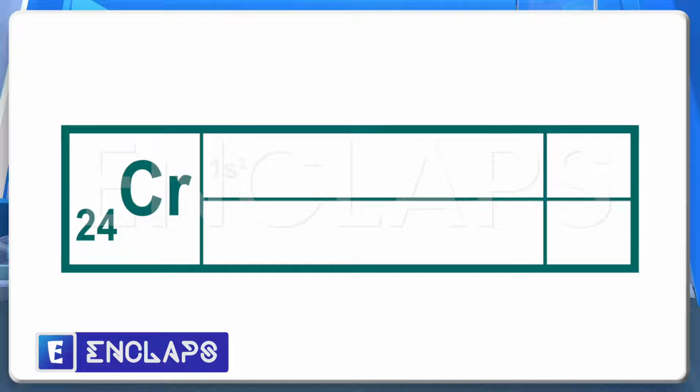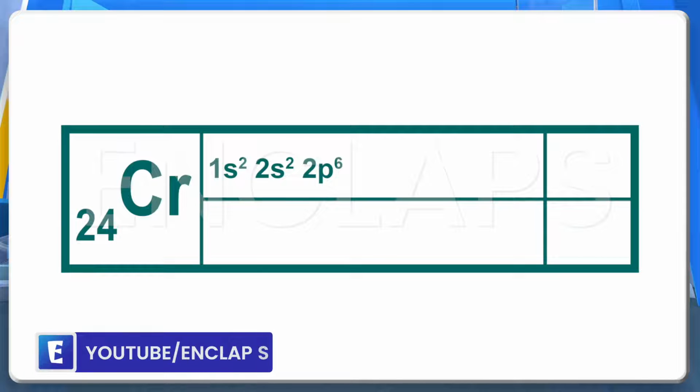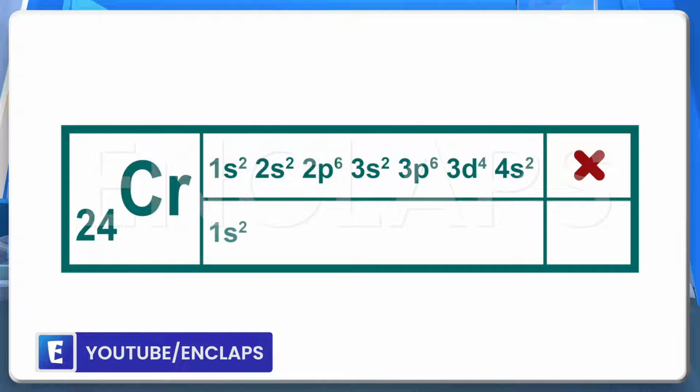Chromium has atomic number 24, so the expected electronic configuration of chromium is 1s2, 2s2, 2p6, 3s2, 3p6, 4s2, 3d4. But actually, chromium does not follow this type of subshell electronic configuration. Actually, it shows 1s2, 2s2, 2p6, 3s2, 3p6, 4s1, 3d5.